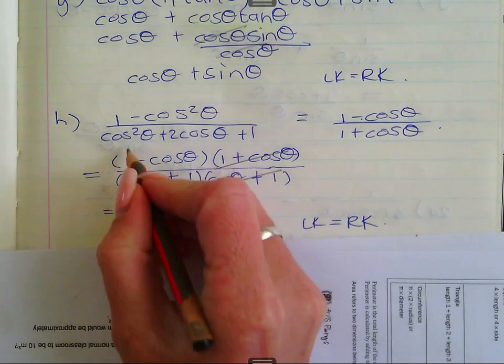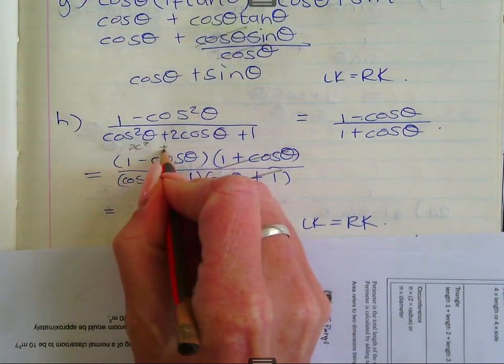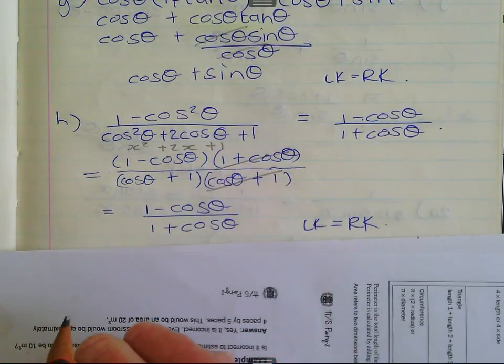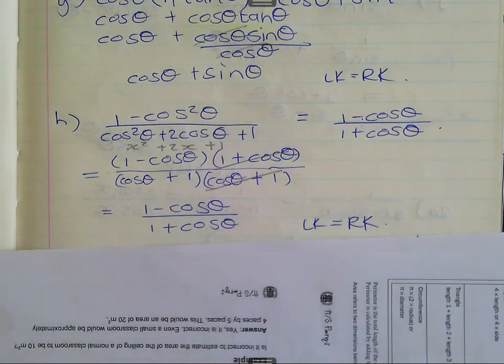I factorized it. So it's like x squared plus 2x plus 1, like a quadratic trinomial that you make the 2 brackets. Okay.